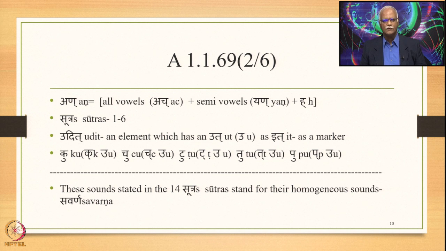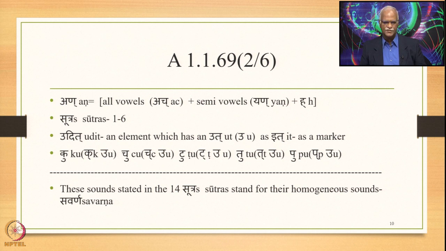Now let us look at udit. What is udit? Udit is an element which has ut, that is sound u, vowel u, as a marker. So ku, in which ka is the consonant with the marker u, chu, in which cha is the consonant with the marker u, tu, which is ta with the marker u, tu, having ta with the marker u, and pu with pa having the marker u. These are the udits. These are the references with u as the marker, ut as the it.